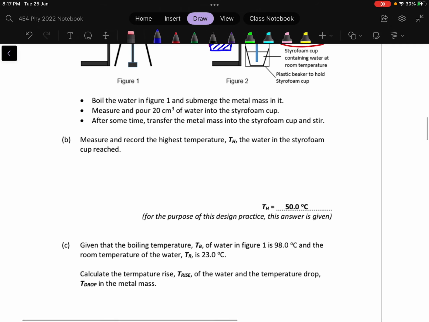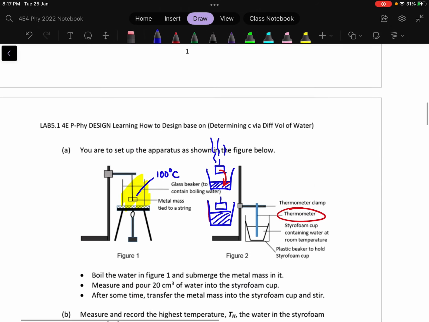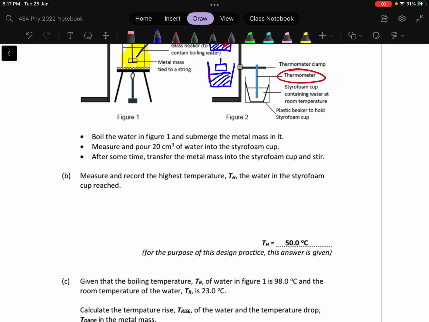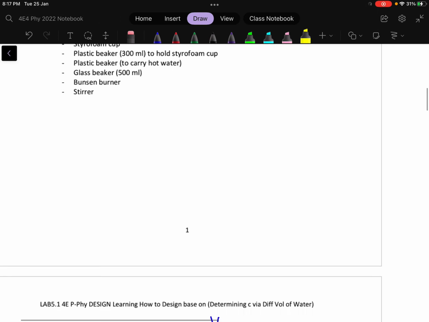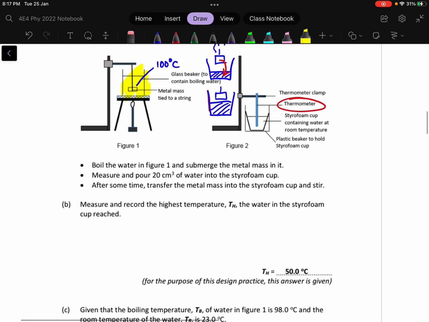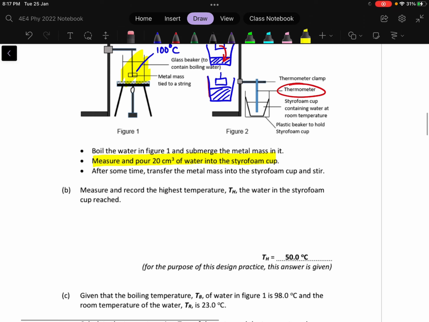Normally, like I said, for session A, question 1, they will ask you some questions to get you into the flow. Normally the very first statement, like here, measure and pour 20 cm cube, is most likely going to be your independent variable, because you decided that you want to pour 20 cm cube of water into the styrofoam cup, and then after you lower the hot metal mass, you are going to get a reaction, right?